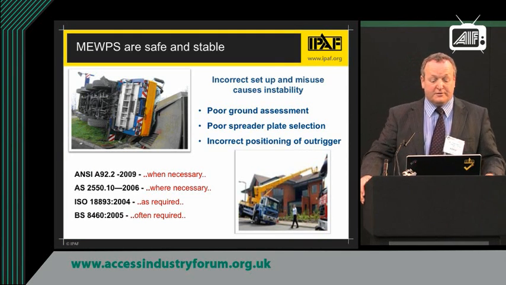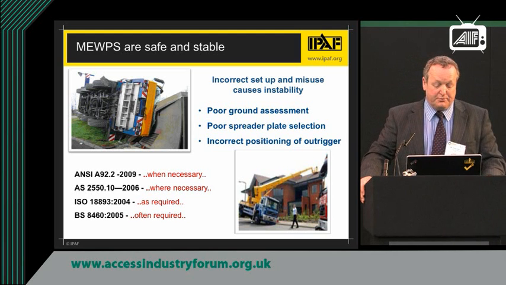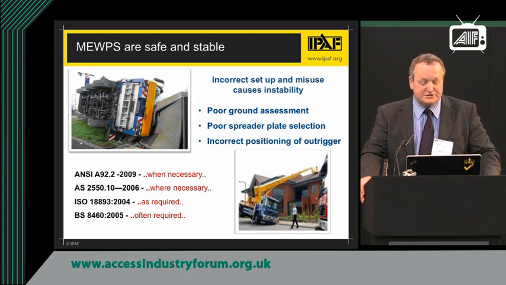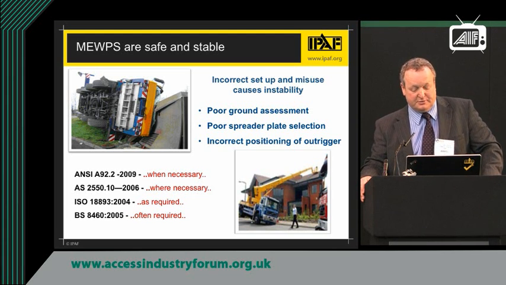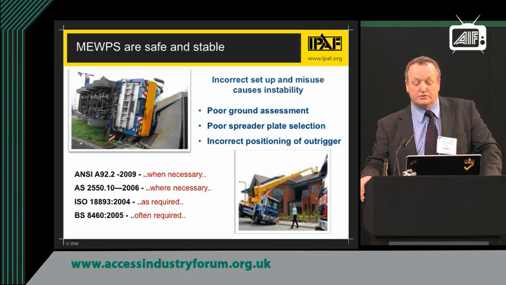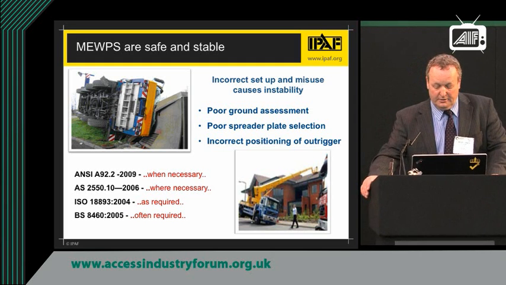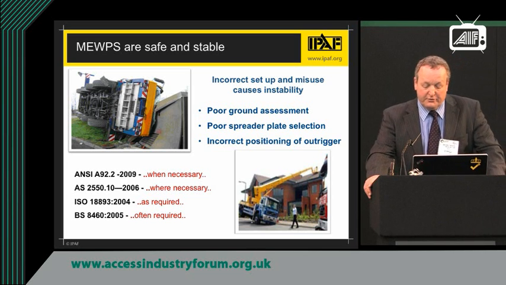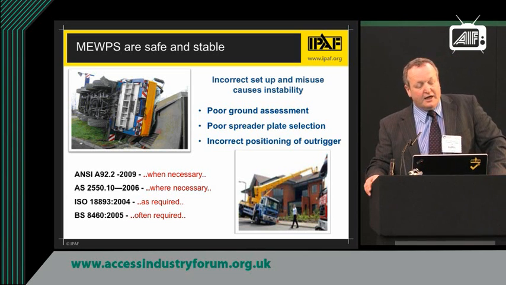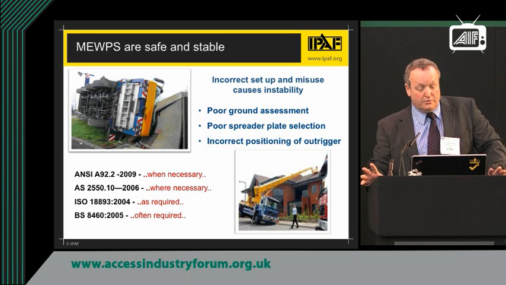Before I go any further, although we see pictures like this in the press, MEWPs are safe and stable. It is incorrect setup and misuse that causes instability. Research has shown that the causes of instability come from poor ground assessment, poor spreader plate selection, and the incorrect positioning of outriggers. It's the last two, the incorrect positioning of outriggers and the poor spreader plate selection, that we're going to look into with this ready reckoner that IPAF have developed.